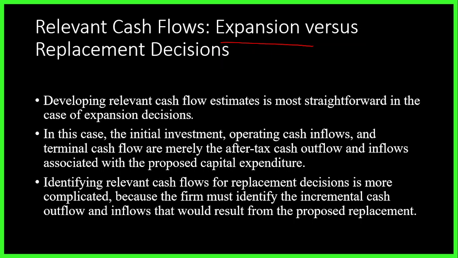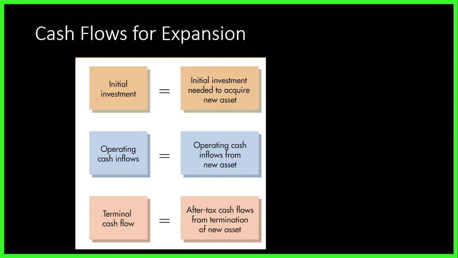So let's just try to read this. Sabi, developing relevant cash flows estimates is most straightforward in the case of expansion decision. Mas madali siya sa expansion. I'll show you later kung bakit. In this case, the initial investment, operating cash inflows, and terminal cash flows are merely the after-tax cash outflows and inflows associated with the proposed capital expenditure. Now, identifying relevant cash flows for replacement decisions is more complicated. At para ma-visualize natin yan, we have here an illustration.